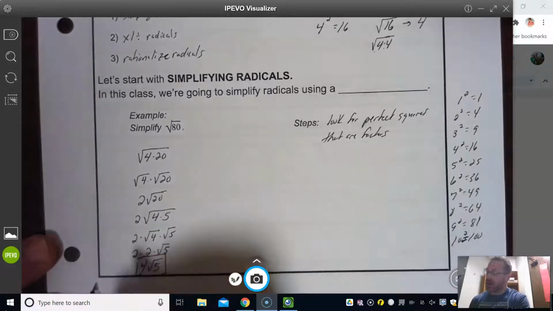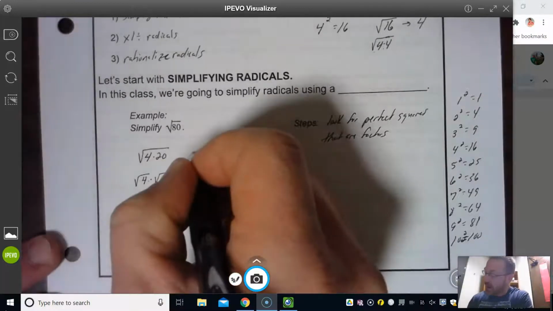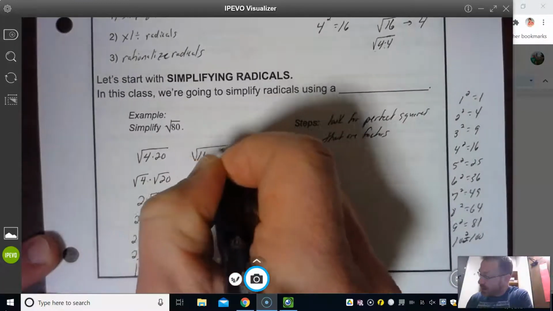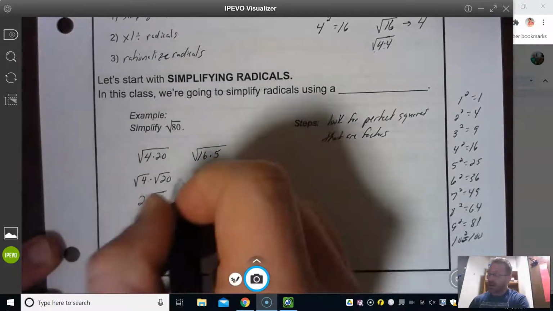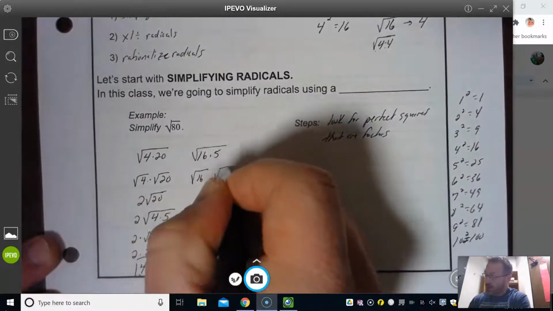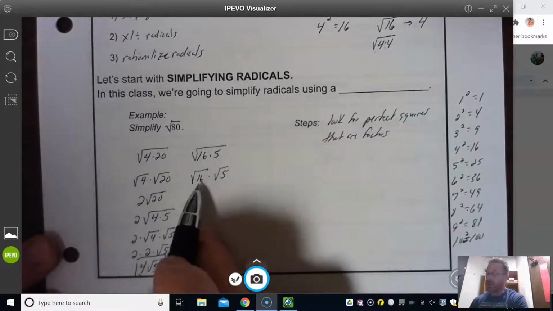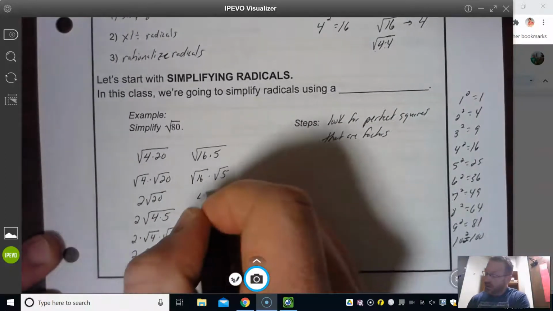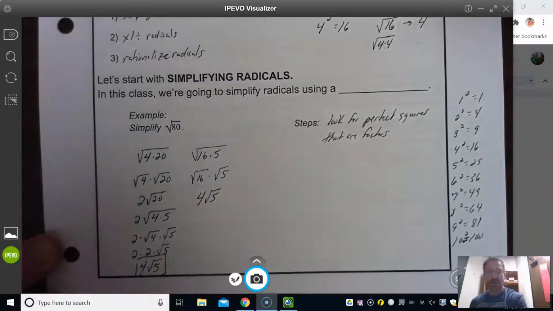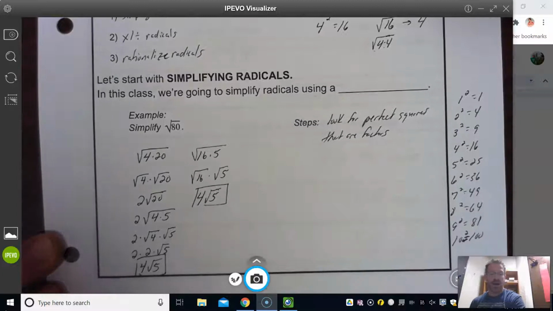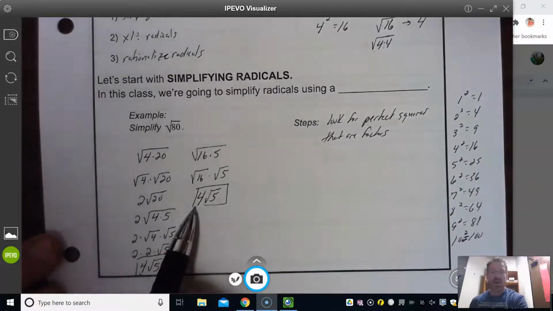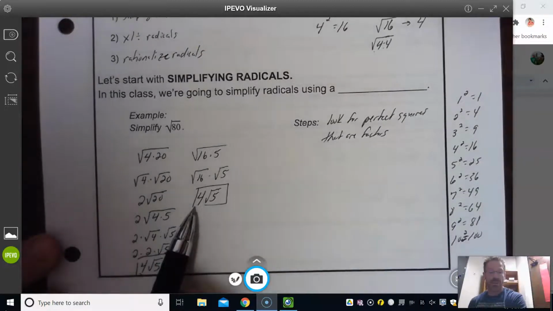So notice if I had seen this, if I knew this, I could have said right away that this was 16 times 5. And then I would say, oh, that's the square root of 16 times the square root of 5. And then the square root of 16 is 4 times the square root of 5. So notice if you find the biggest perfect square that's a factor, you're just going to reduce in a much faster way. But that's really the key.